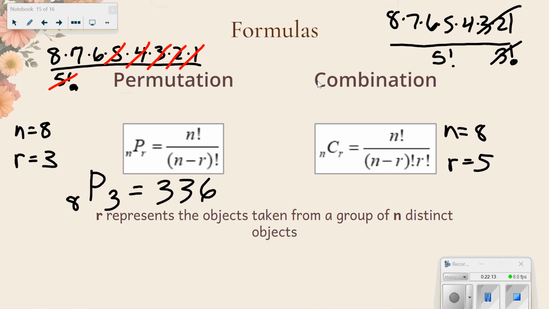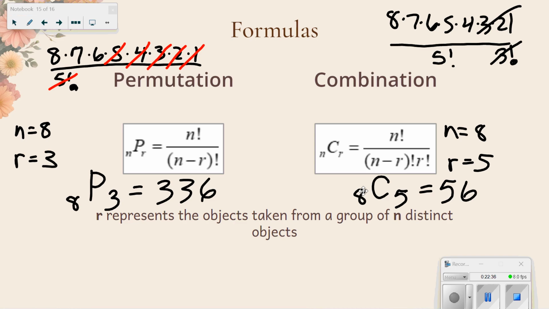So here's your work that you would need to show. N equals 8, R equals 5, 8 C 5 equals 56. And then you'd be all good. All right, what questions do you guys have with the calculator?